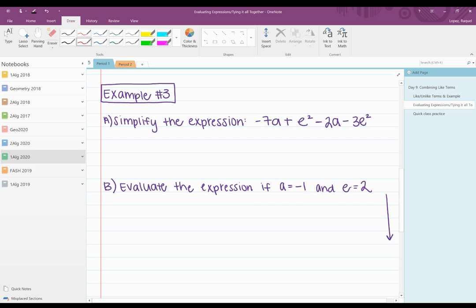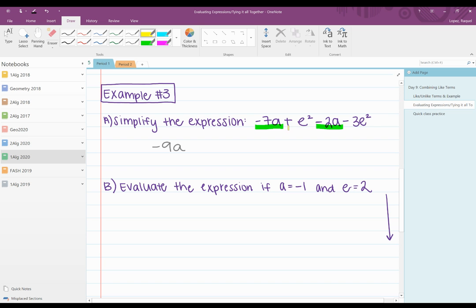In example 3, we want to do something similar. We want to simplify the expression that they give us. So I'm going to look for the like terms, and I see negative 7a and negative 2a. When I combine those like terms, negative 7a minus 2a is negative 9a.